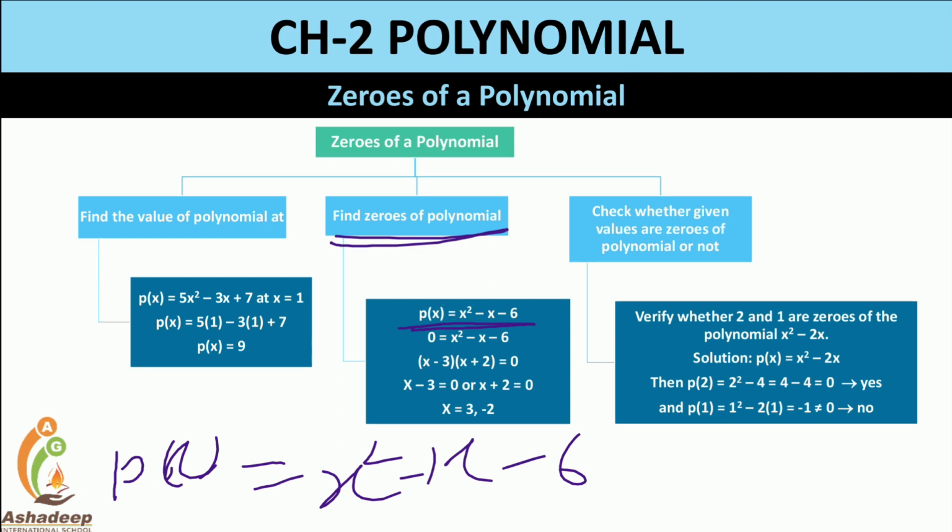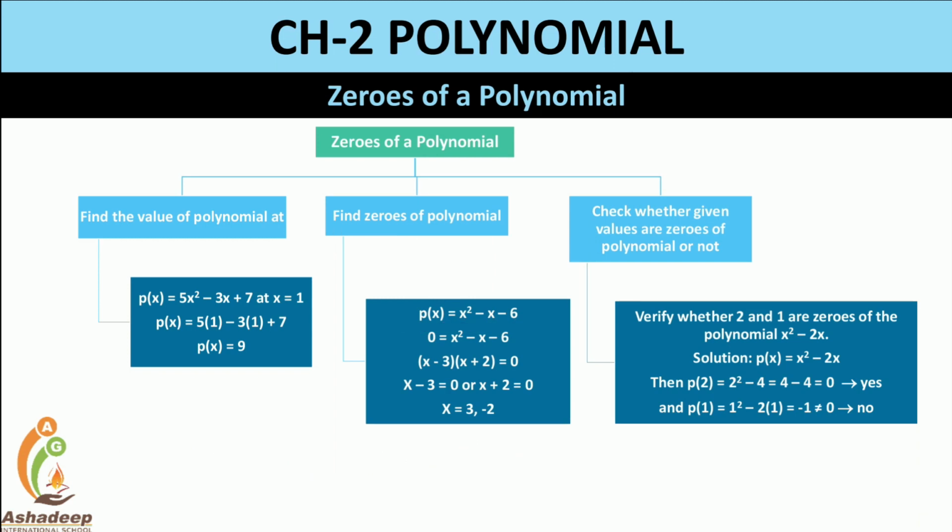Okay. Now what you have to do? Compare it with the 0. Now how to factorize? You already did it in the standard 8. So how to factorize it? Say it is simple. It is minus 6.